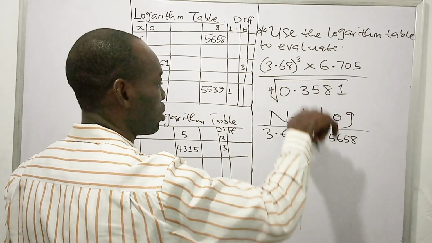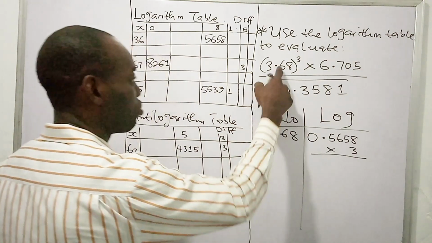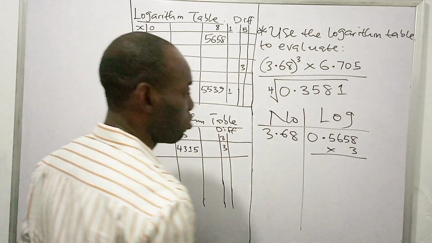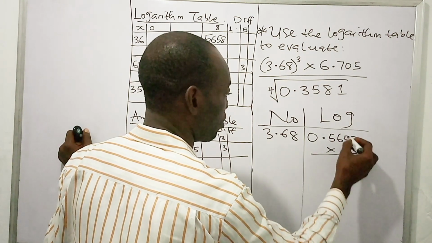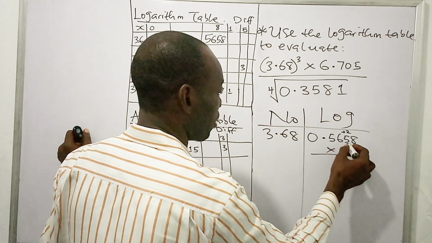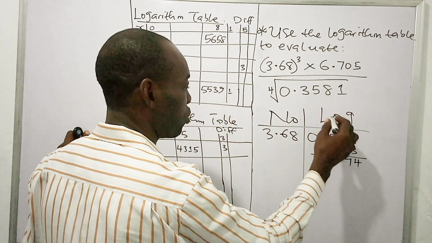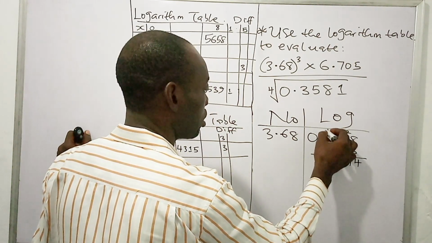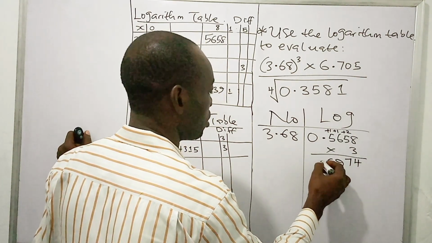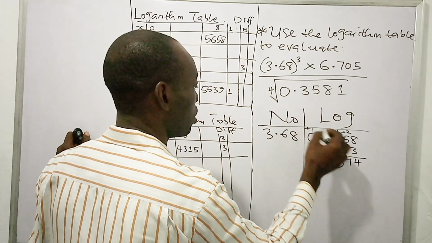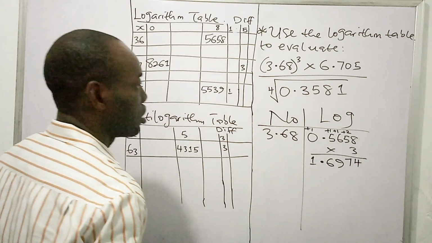Now, when you have a power using logarithm table, what you do is that you multiply by the power after you must have looked for the log of the number. So if we do the multiplication here, this will give us 3 times 8, that's 24. 4 carry 2. 3 times 5 is 15, plus the 2, 17. 7 carry 1. 3 times 6 is 18, plus the 1, 19. 9 carry 1. 3 times 5 is 15, plus the 1, that's 16. 6 carry 1. Decimal point. 3 times 0 is 0, plus 1, that's 1. That's for the first number.